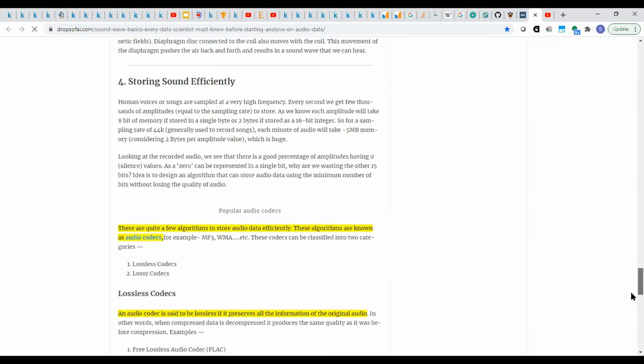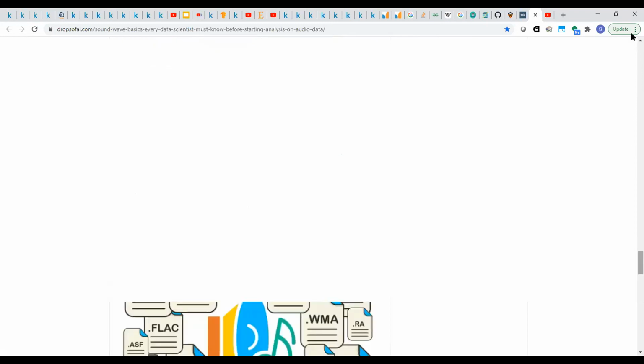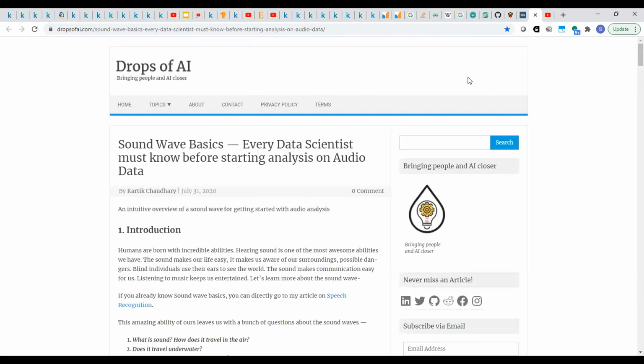And then there are the various file types, audio codecs and ways of storing sounds. In fact, one of these, the free lossless audio codec, is the FLAC files that we find in our competition, right? So I thought these two links are very helpful in bootstrapping you towards audio processing and becoming familiar with audio.